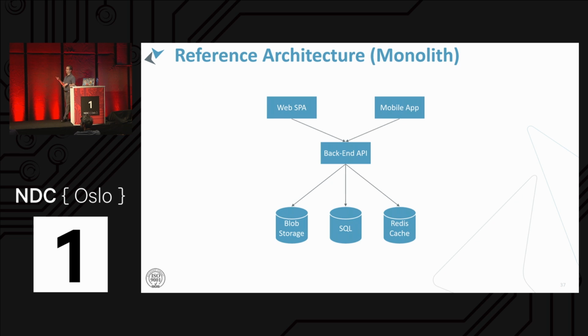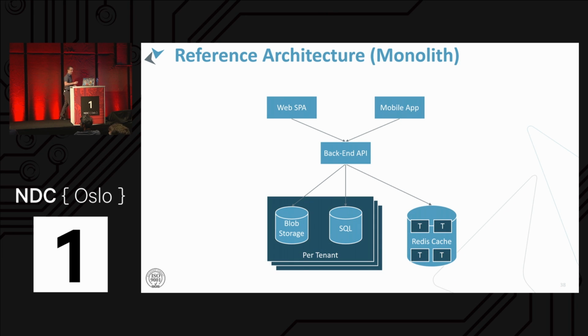So if you look at the monolith architecture you saw before, it can turn into something like this, where we can say that the backend API is stateless, for example, so it will be shared, and the SQL and blob storage are stateful, and we want to create one per tenant, so there'll be multiple of them. And in the Redis cache, we create some sort of logical regions by using appropriate keys.